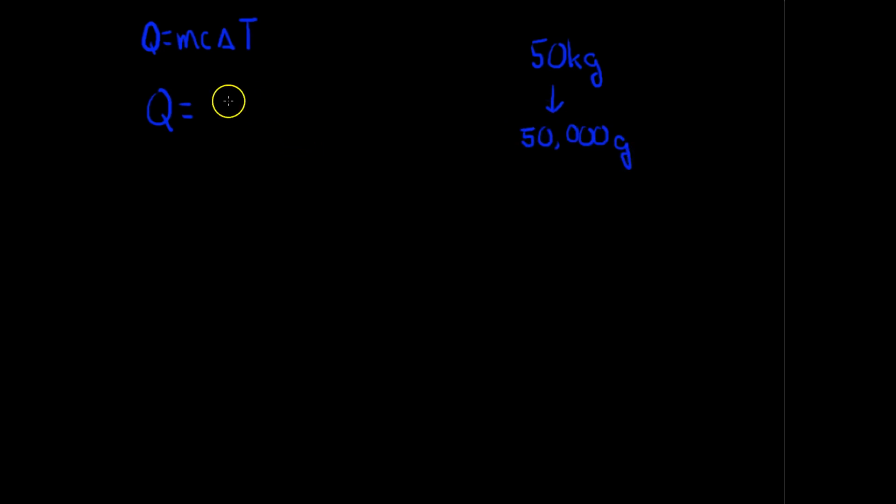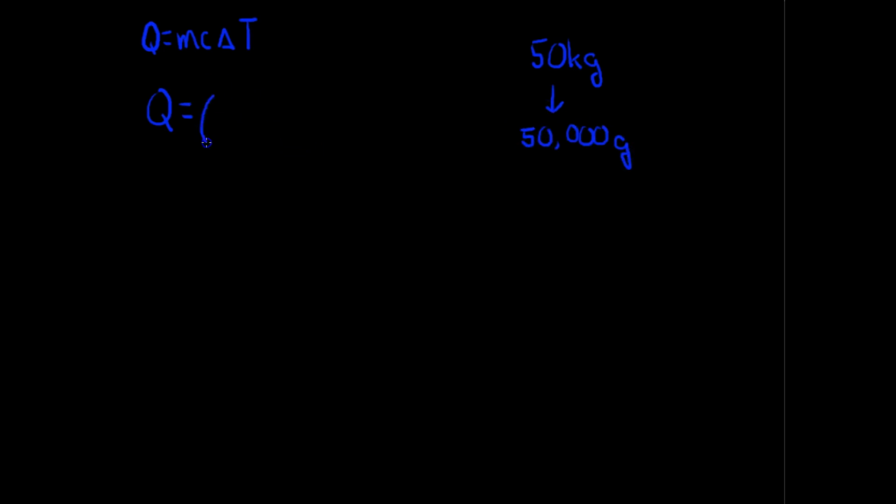I'm going to do the different steps in different colors just to keep it clear. Our first step is to heat marshmallow up from minus 10 degrees Celsius to 0 degrees Celsius. So this is going to be Q equals MC delta T. To approach this, we need Q equals our mass. Our mass, remember, is 50 kilograms. But because our specific heats are in grams, we need to change that into grams. So we multiply it by 1,000. So we have 50,000 grams. So our mass is 50,000 grams.